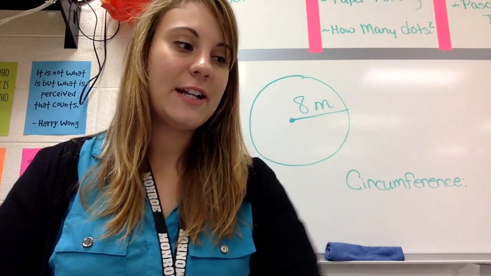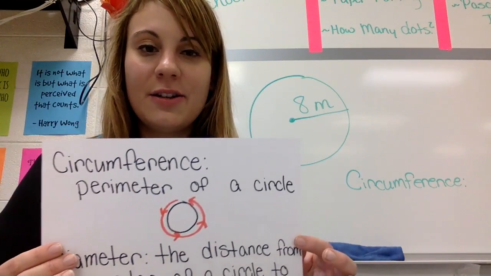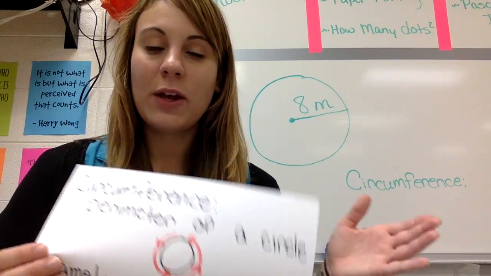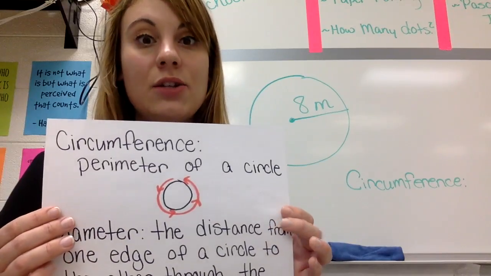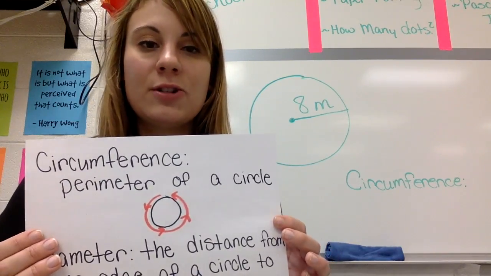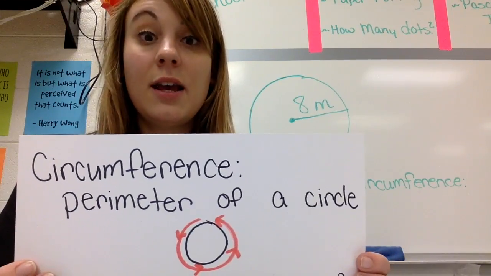The first definition I would like you to write down is circumference. This is the perimeter of a circle. By definition, we can only find the perimeter of a polygon, and a circle is not a polygon because it's curved. So we have to come up with a new special name for the perimeter of a circle, which is circumference.